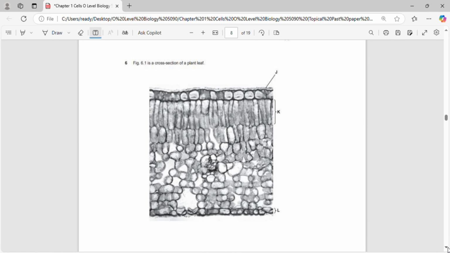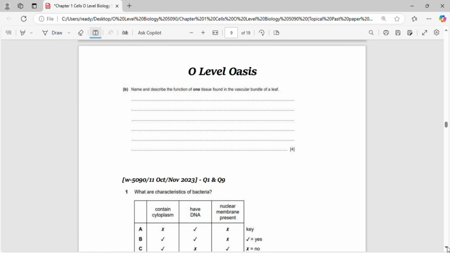Next, they have provided us with a diagram of plant tissue, which is related to chapter 6. You don't need to worry about labeling parts such as J, K, and L, as these are included only for reference to the question. The main focus here is part B, which asks for the function of any one tissue found in the vascular bundle.